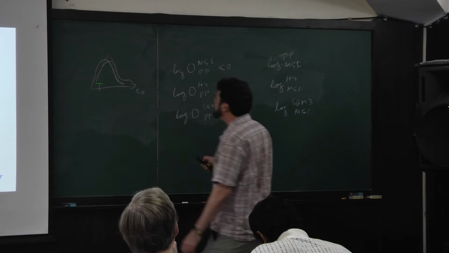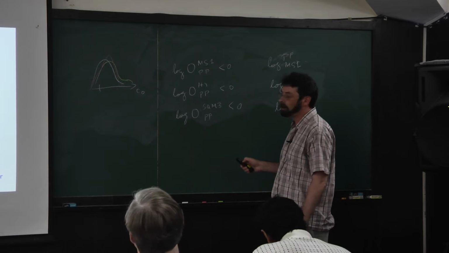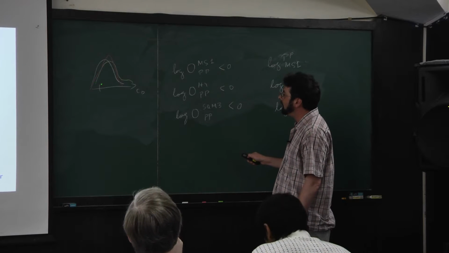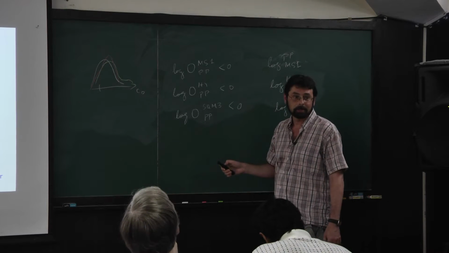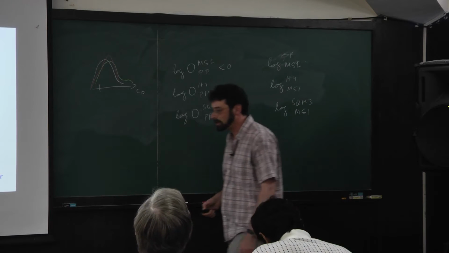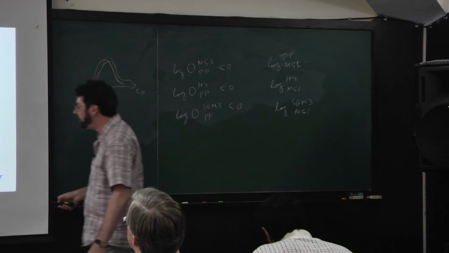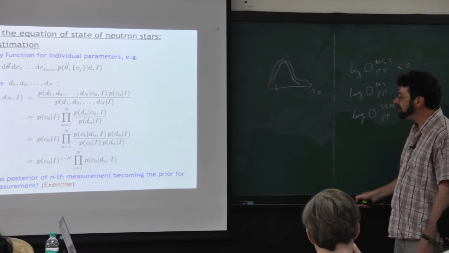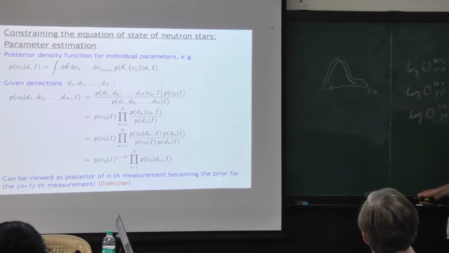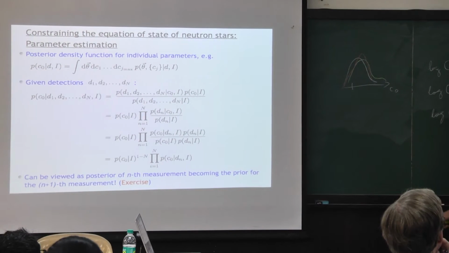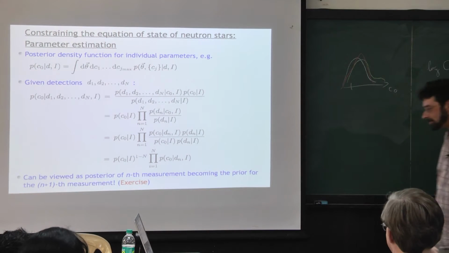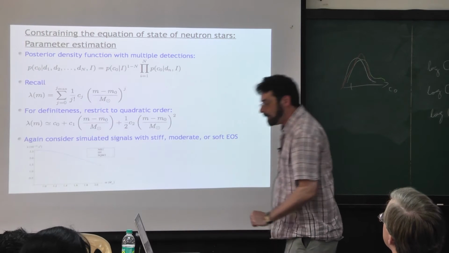And of course, as you keep multiplying posterior density functions like this, you can imagine that the result will get more and more peaked, right? I think everybody will see that. Okay, now interestingly, this can actually be viewed as follows. The posterior of the nth measurement becomes the prior for the n plus 1th measurement. I'm going to leave that as an exercise.